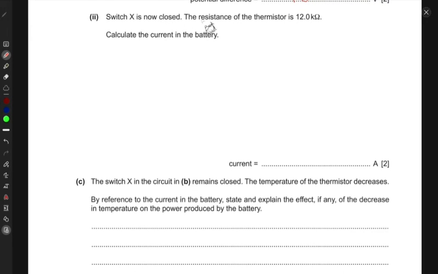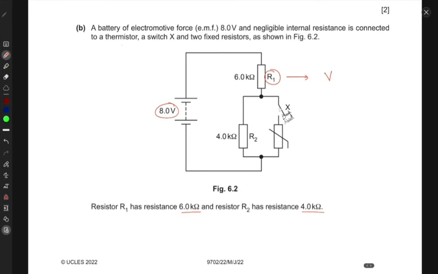Now they're saying that switch X is closed. The resistance of the thermistor is now given as well. Calculate the current in the battery. Now if you look at this, if X is closed, then R2 and the thermistor are in parallel with each other, right? So we need to figure out first what would be the total parallel resistance.